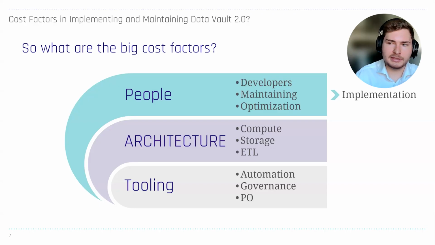I already talked about it. Depending on where you are, on premise or cloud, you will have compute cost, you will have storage cost, you will maybe have some ETL and other costs regarding your data architecture, right? Your data platform that you have in place. And the last part is tooling. There we talk about automation, governance, or project management tools.